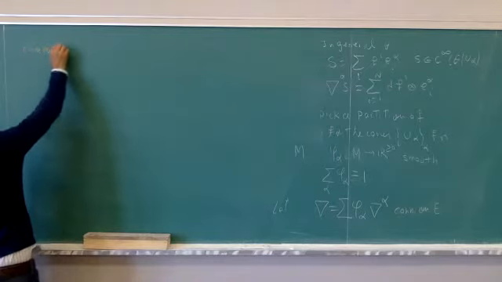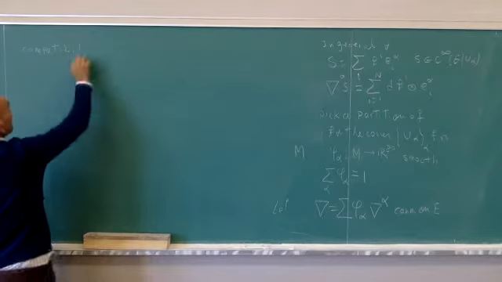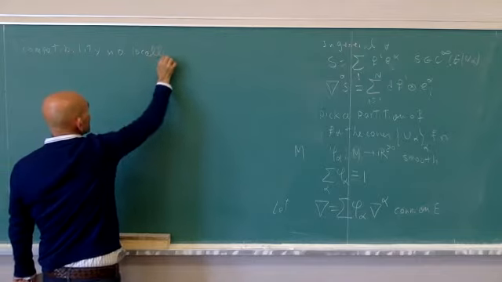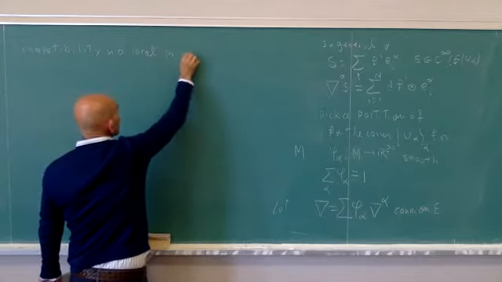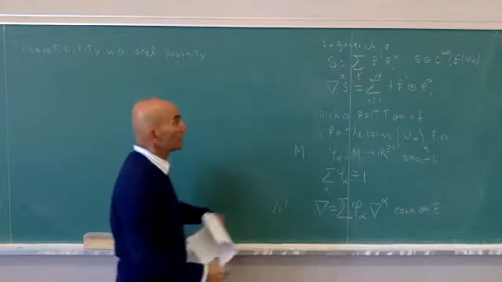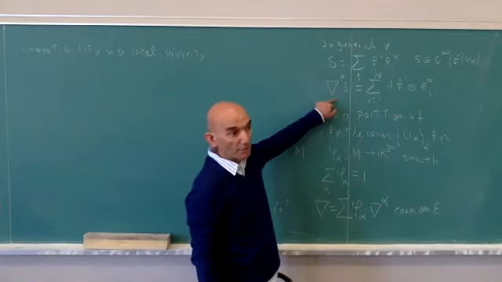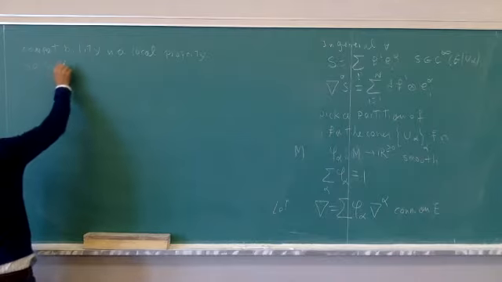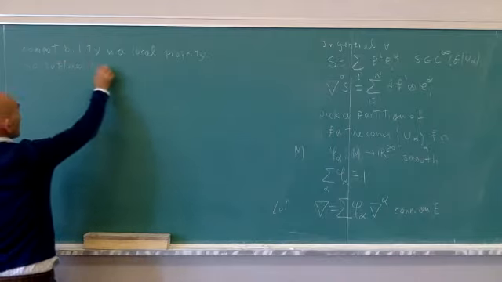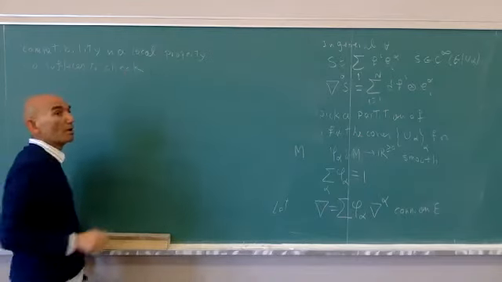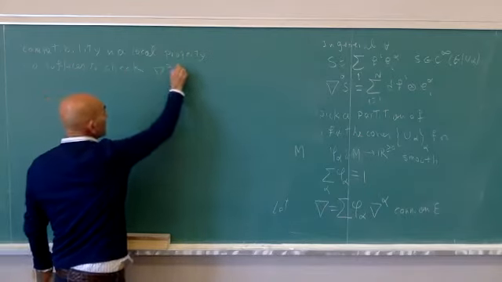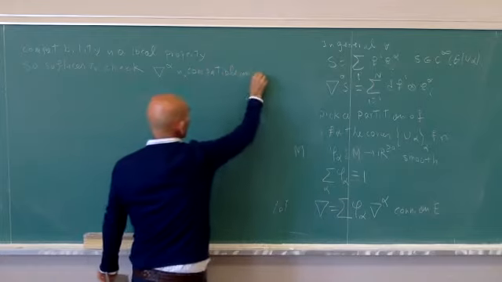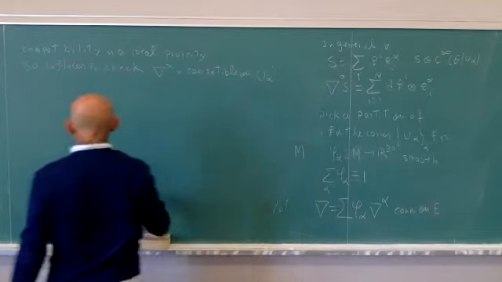Compatibility is a local property. So it's enough that I check ∇^α is a compatible connection on U_α. So it suffices to check ∇^α on U_α. Okay, pick two sections, in other words.